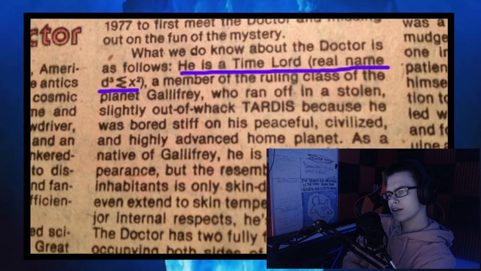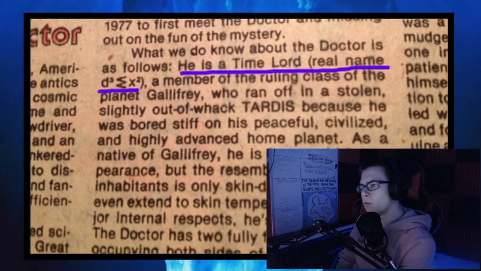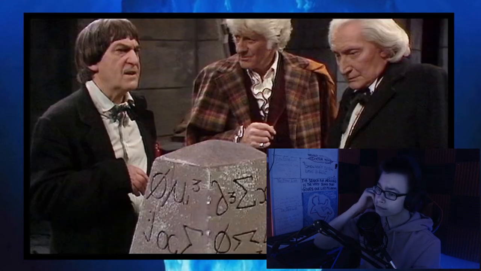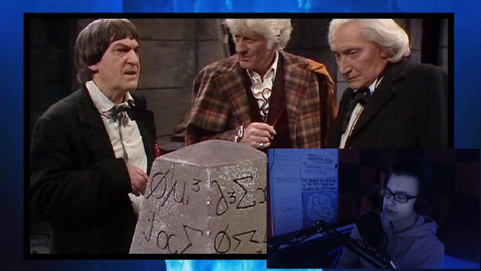Well, in the 1972 book, The Making of Doctor Who, by Terrance Dicks and Malcolm Hulke, this equation is used interchangeably with the name Doctor. I can't believe that's a real sentence in a book. There is a page that has this little equation, and scribbled next to it are the words real name. Finally, it shows up in the TV show itself in the 1983 story, The Five Doctors, right on the stone pillar. So, is it the Doctor's real name?